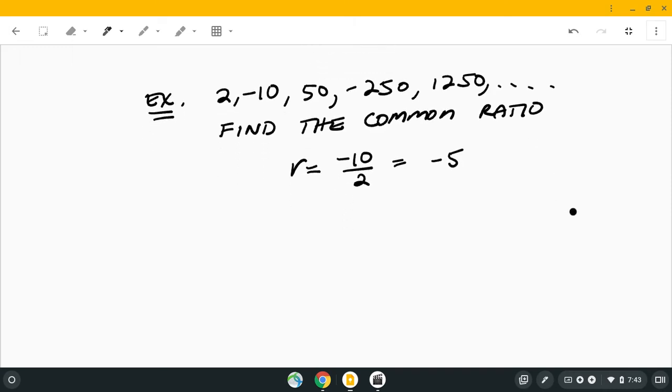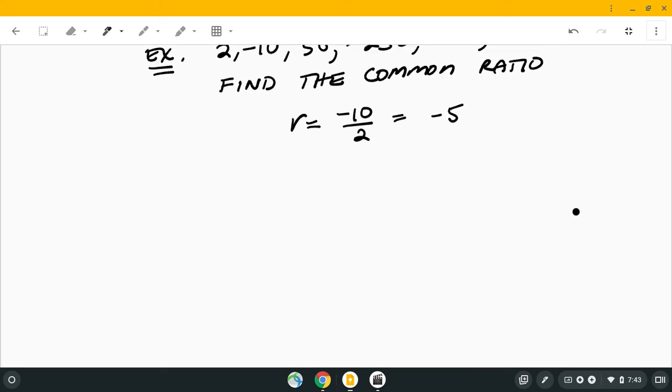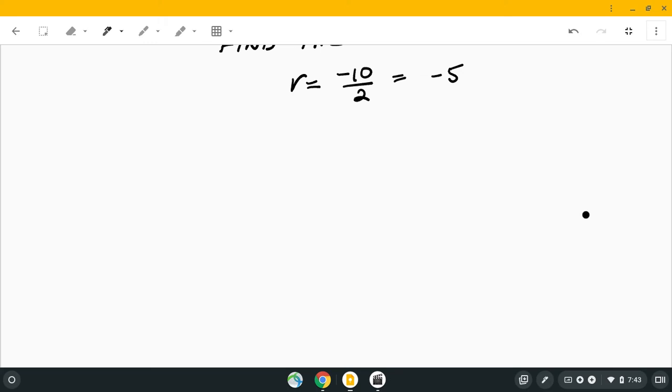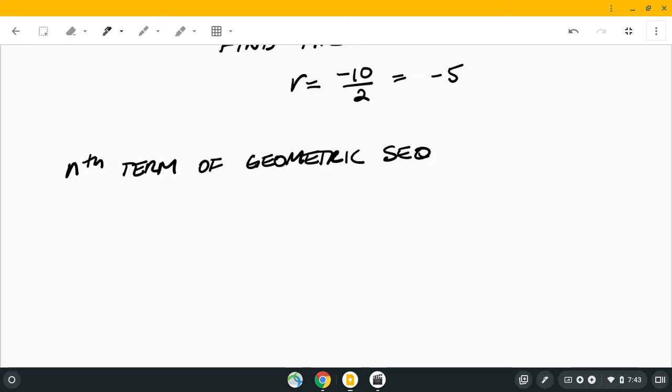All right, let's take a look at the nth term of geometric sequences.